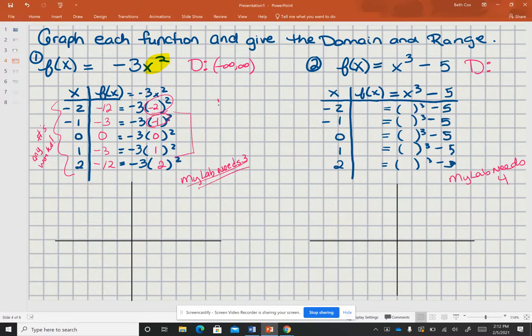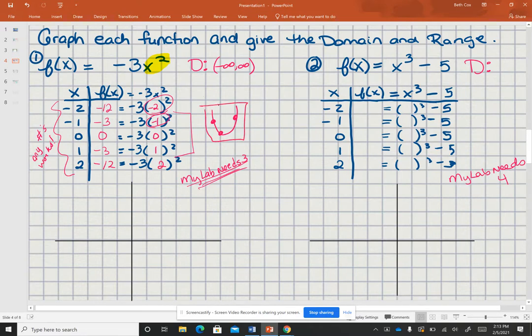And notice I put a little note here. When you're doing these on MyLab, you have to have 3 points. Okay, so you don't have to have all 5 of them. It is going to require you to do 3 points. And so you're going to click a little tool on the MyLab that looks kind of like that, and you click on that, and then you can graph it.